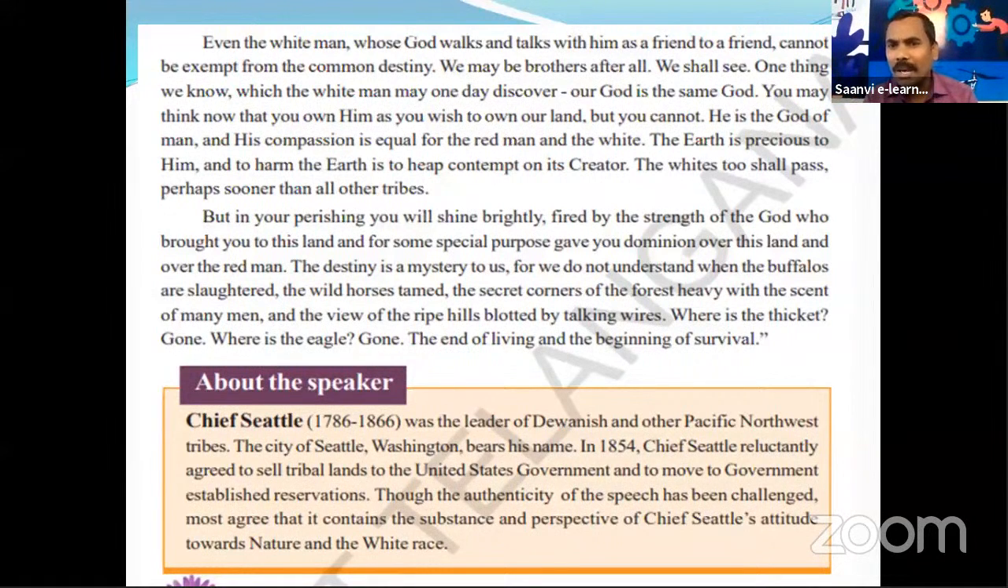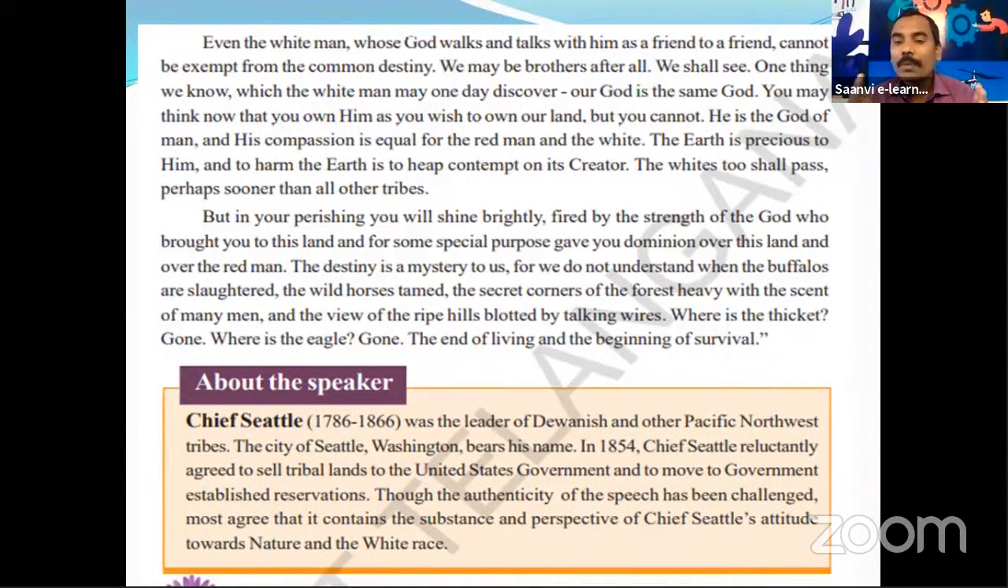The whites too shall pass. The whites will also die, perhaps sooner than all other tribes. So in front of God, everybody is equal. But still we don't know why God has created people in such disparities, isn't it?